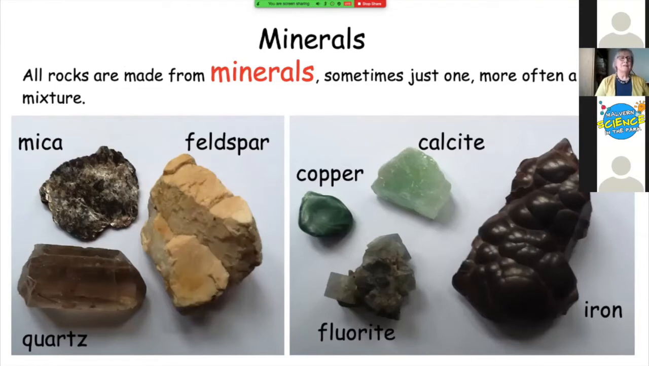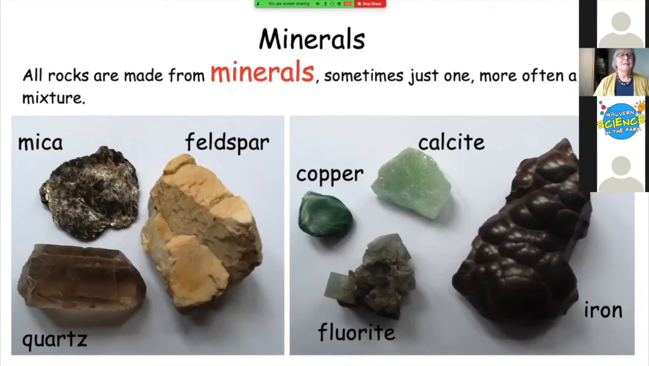Right, well, we're going to look at rocks, and so we need to decide what rocks are actually made from, and they're actually made from minerals. Sometimes one mineral, but more often they're a mixture. I tend to think of them a bit like making a cake, and you have all the ingredients, and if you change one of the ingredients, you end up with a slightly different cake. Sometimes good, sometimes not so good.